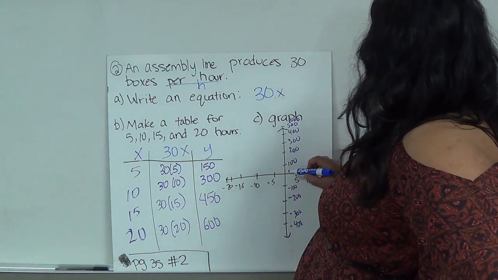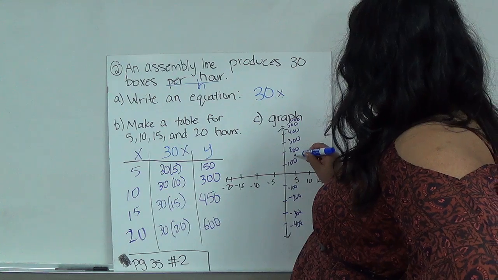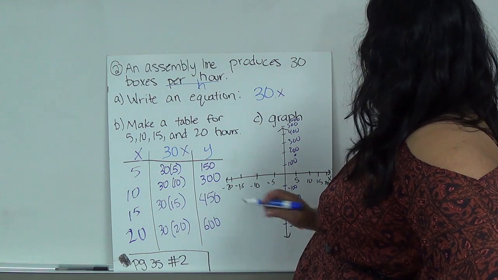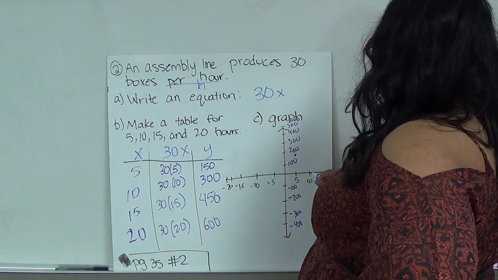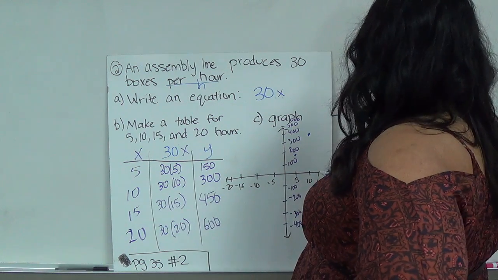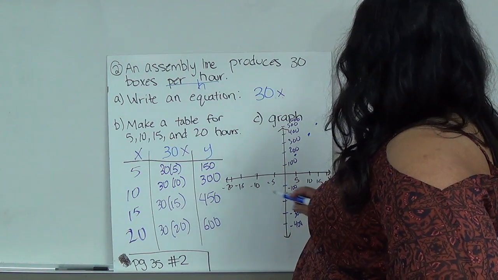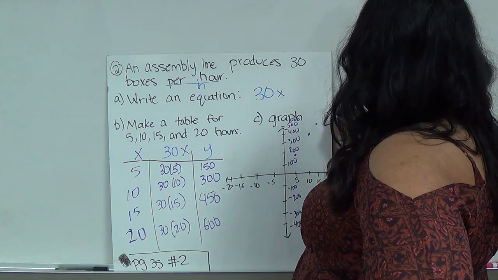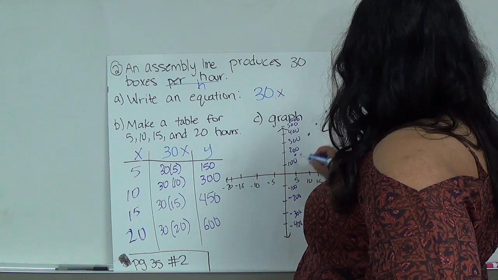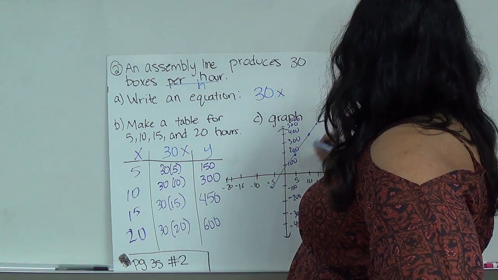I'm going to go positive 5 and up 150, so that's between 100 and 200. I'm going to go positive 10 and up 300. I'm going to go positive 15, which gives me up to 450, so that's between 400 and 500. And then the next one is 20, which gives me 600. And this is my line.